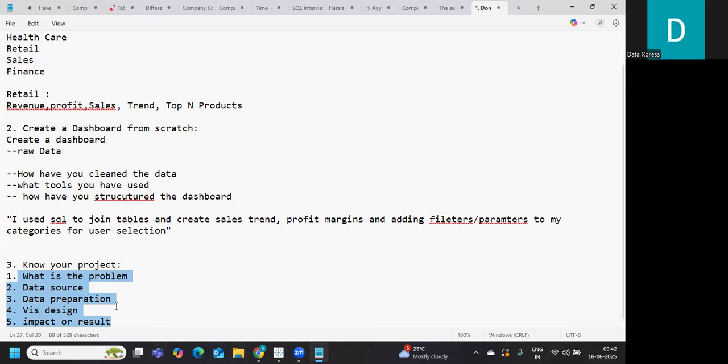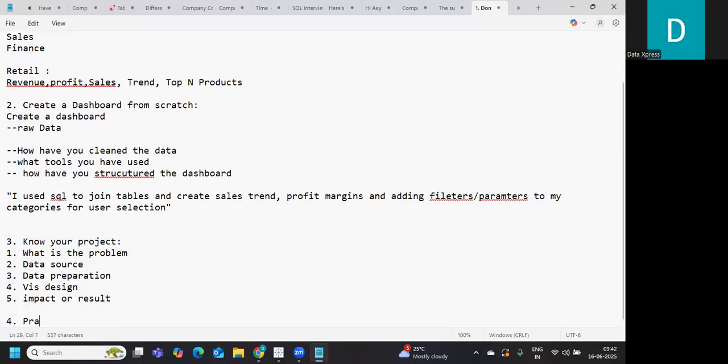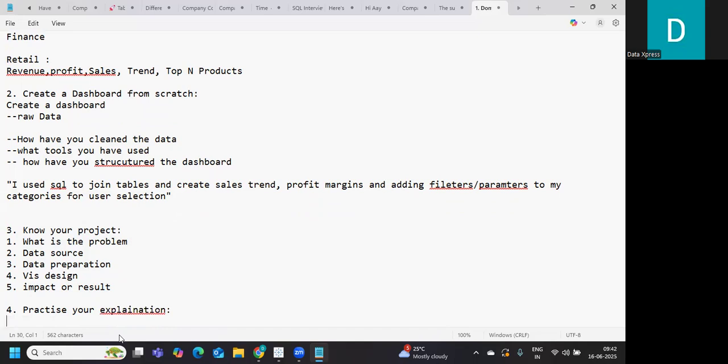Next part, the fourth part, is practice your explanation. You need to write down what you want to talk about in the interview, so that you can explain to the interviewer in detail. Say the business problem was identifying why profits have dropped, or what the sales trend is. Like that you have to tell.